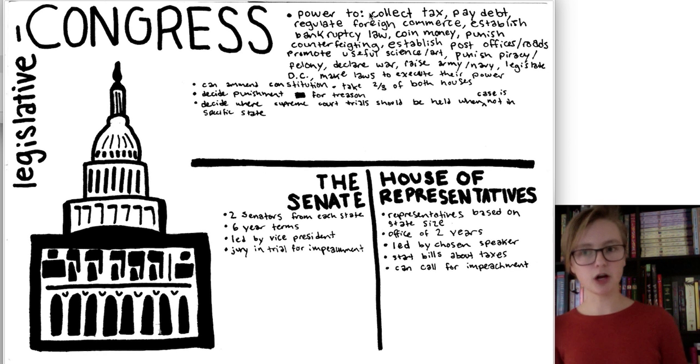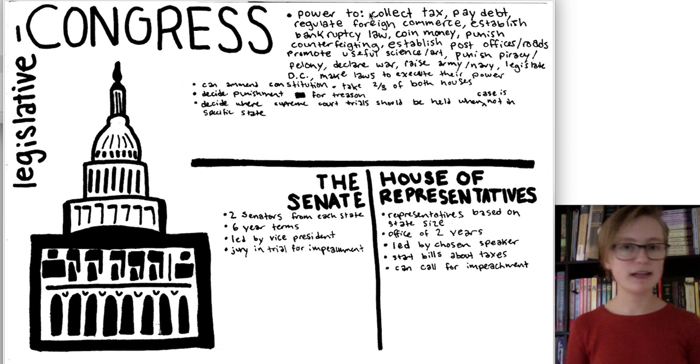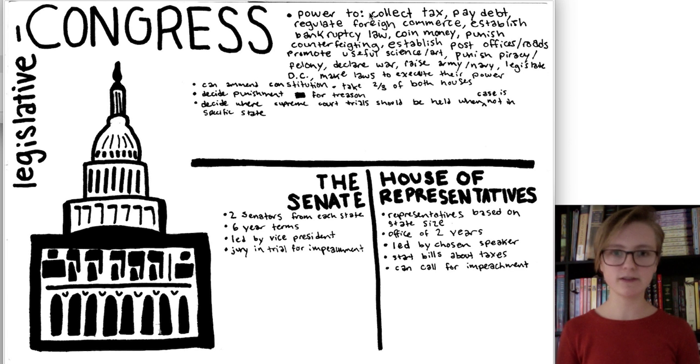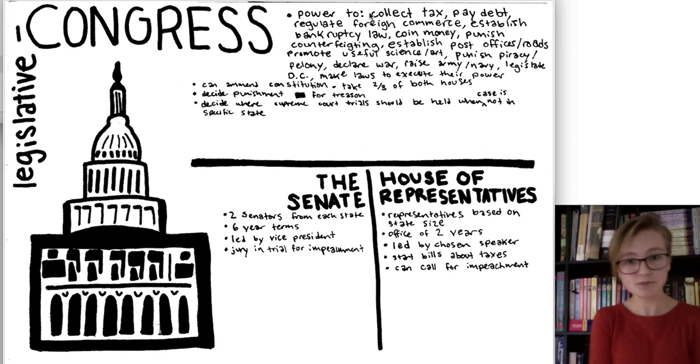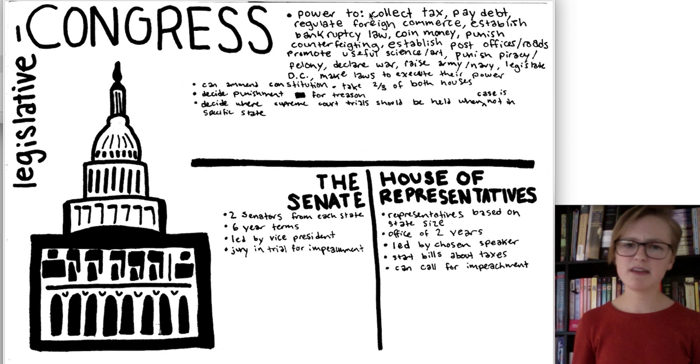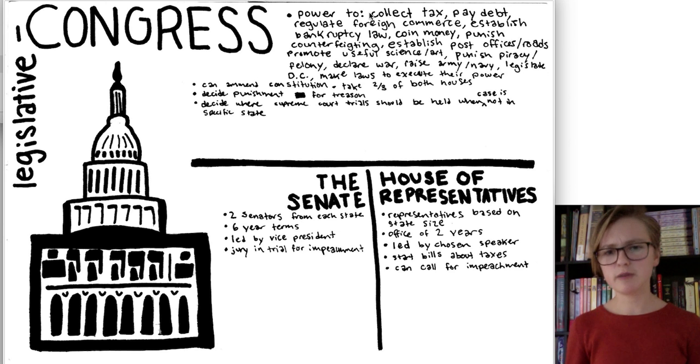So the first branch is Congress. Under the Constitution, Congress has the right to collect tax, pay debt, regulate foreign commerce, establish bankruptcy law, coin money, punish counterfeiting, establish post offices, roads, promote useful sciences and art, punish piracy and felony, declare war, raise an army and navy, legislate D.C., and make laws in order to execute their power. They can also amend the Constitution, define the punishment for treason, and decide where Supreme Court trials should be held when they're not specific to one state. So those are the main powers of Congress that is established in the Constitution.